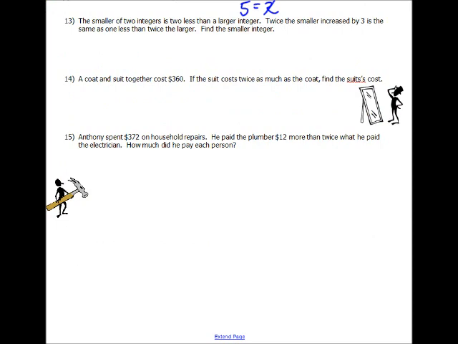So Anthony spent $372 on household repairs. He paid the plumber 12 more than twice the electrician. How much did he pay each person? So the first way I'm going to do it is kind of like the total way. I'm going to let x equal what he spent on the plumber. So then 372 minus x would be the electrician.